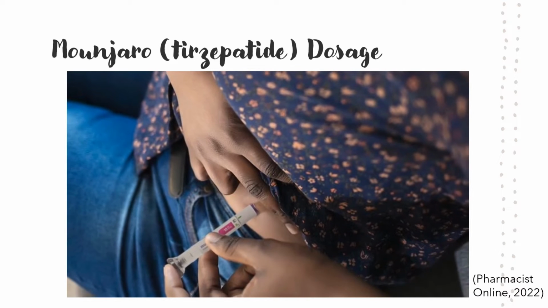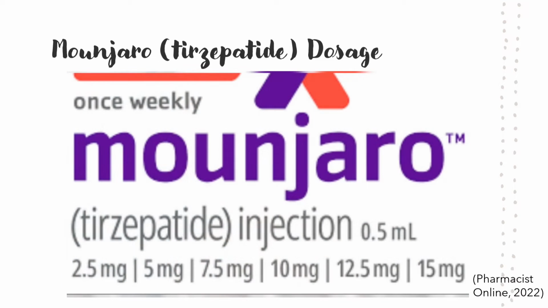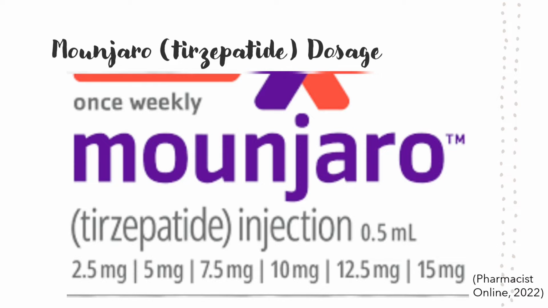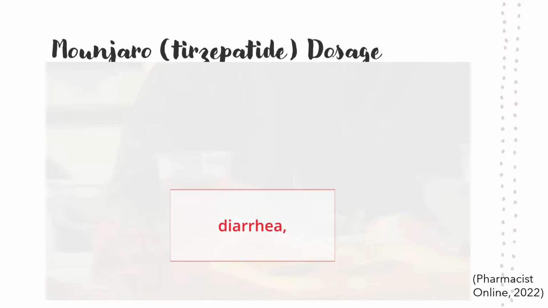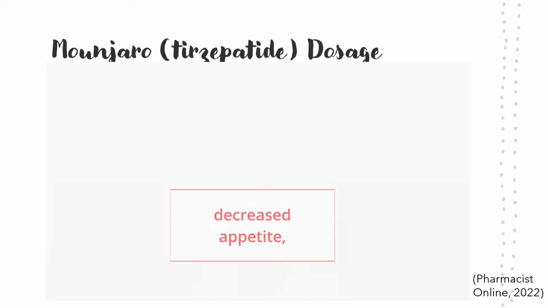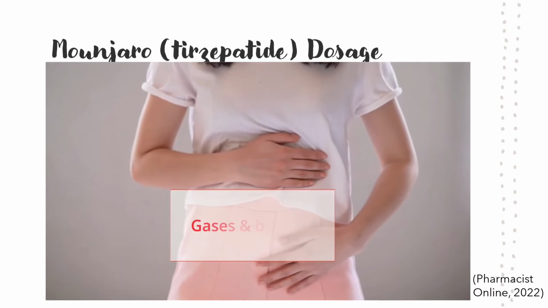If the patient has missed a dose, advise them to take the dose as soon as possible within 4 days. If more than 4 days have passed, they must skip the missed dose and administer the next dose as scheduled. The patient may experience nausea, diarrhea, decreased appetite, vomiting, constipation, and abdominal pain.